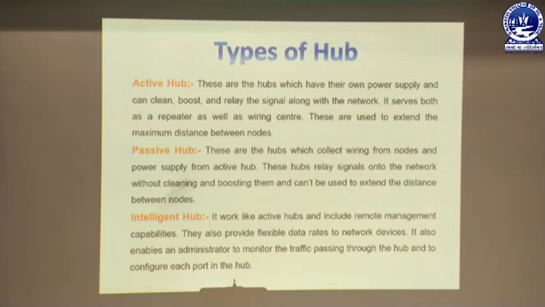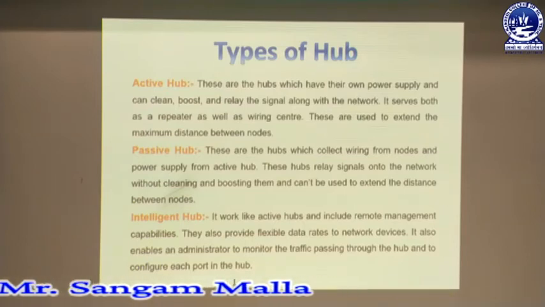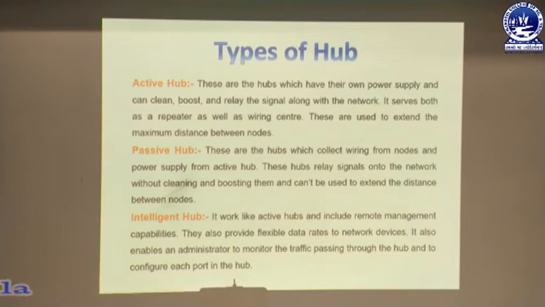So as the name suggests, it has the intelligence of its own. That means when there is any decrease in the level of energy, then it can increase it. It can also clean the signals whenever there is network congestion. It can boost the signals also. It can monitor the traffic passing through the hub, and at any requirement it can also be used to configure each port. That means if there is some reset in the configuration of the port, then it can be used to configure each port in the hub. So as we have discussed, there are three types of hub: your active hub, next your passive hub, and the last one your intelligent hub.